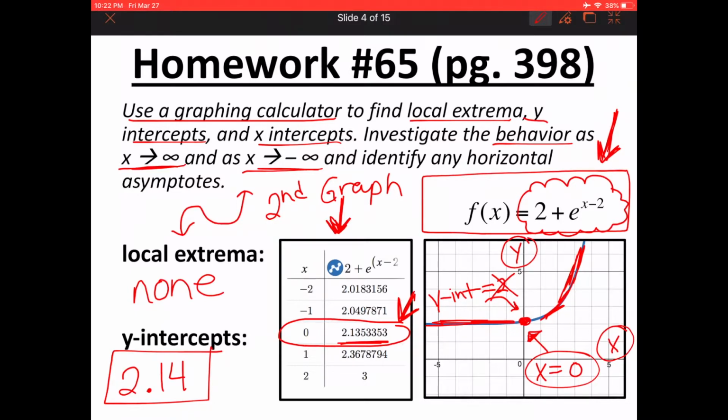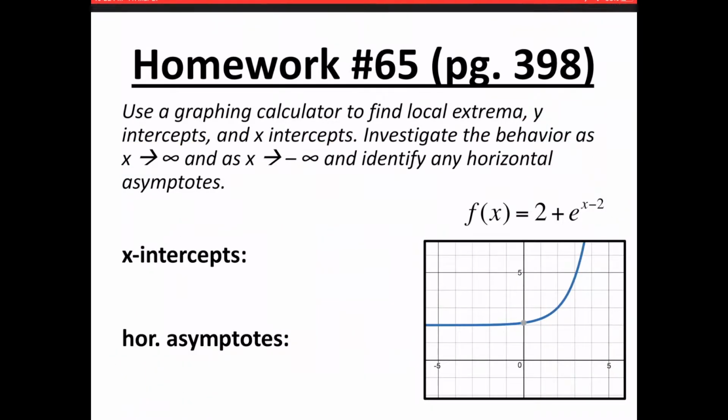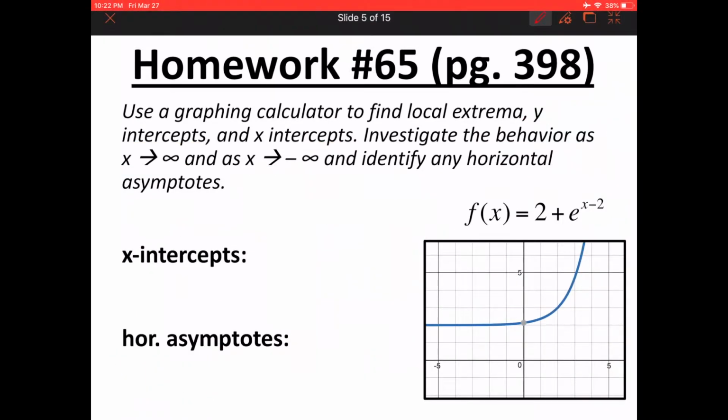Okay, so that's why looking at our table is so important, because sometimes the graph can be misleading. So here we have found our local extrema and our y-intercepts. I'm going to go to the next slide to take a look at our x-intercepts and our horizontal asymptotes. So here on the next slide, we have the same question. Notice my equation is still the same as the last slide. We're just doing part 2 of it. Now we're wanting to focus on finding the x-intercepts and the horizontal asymptote.